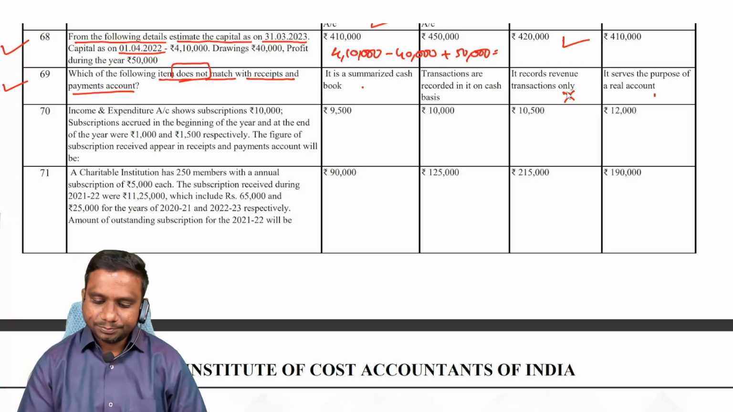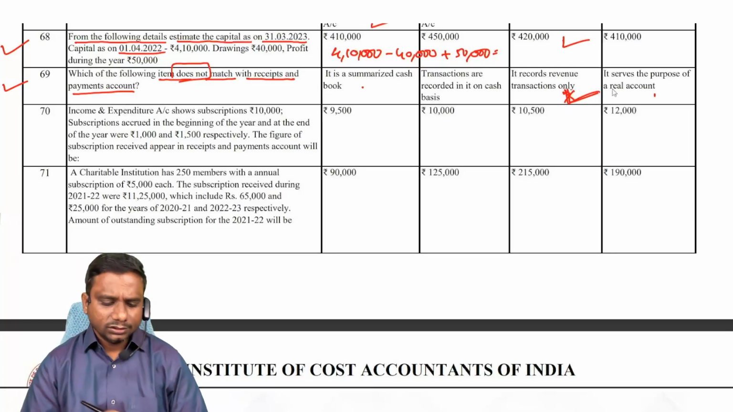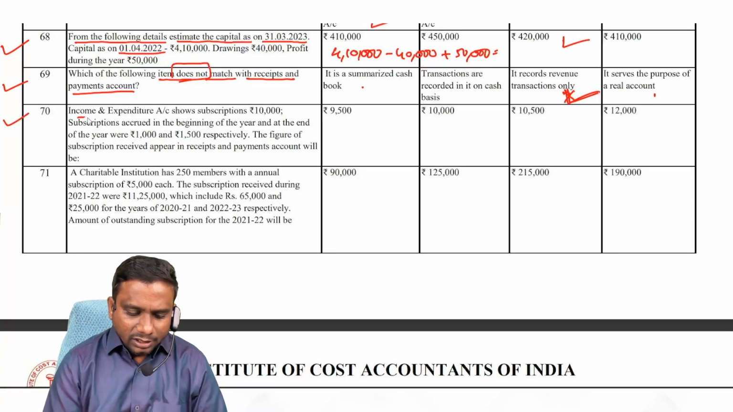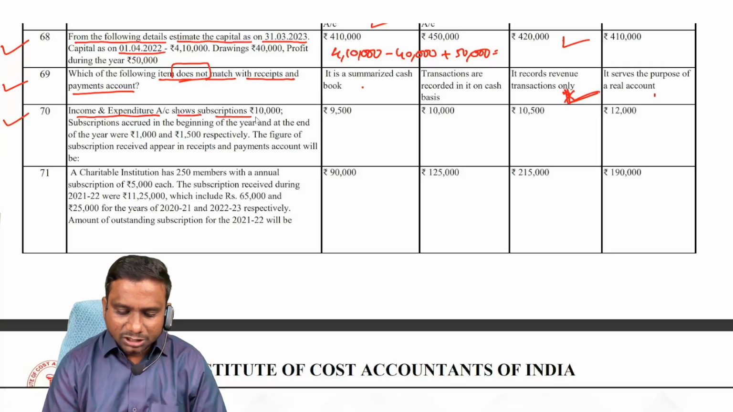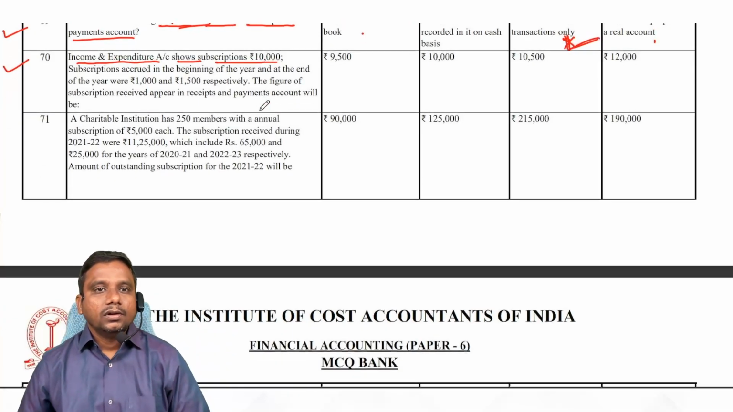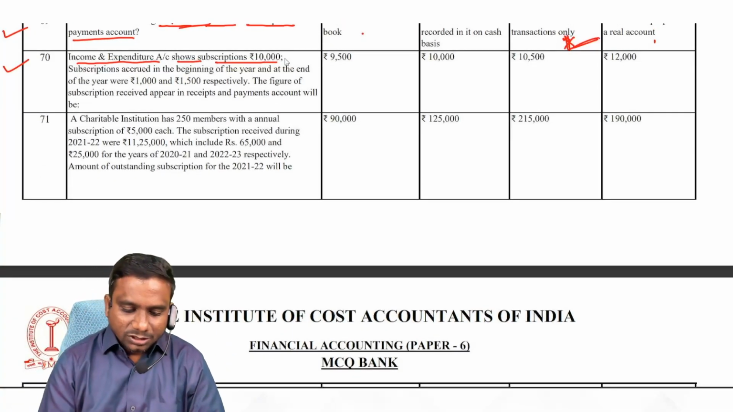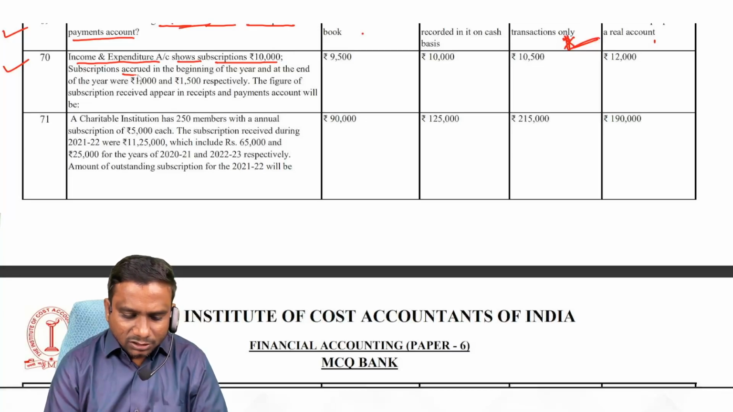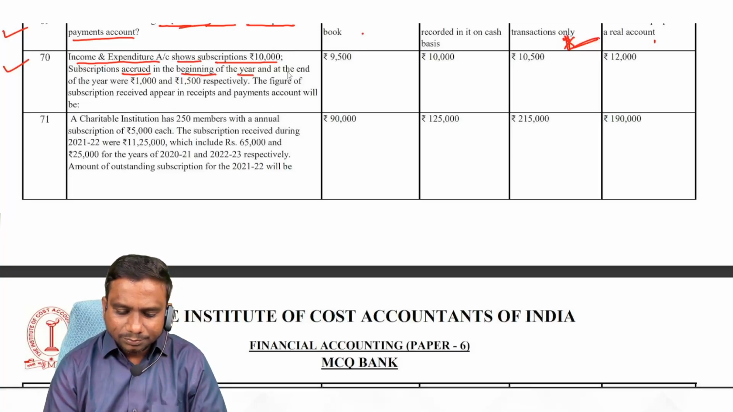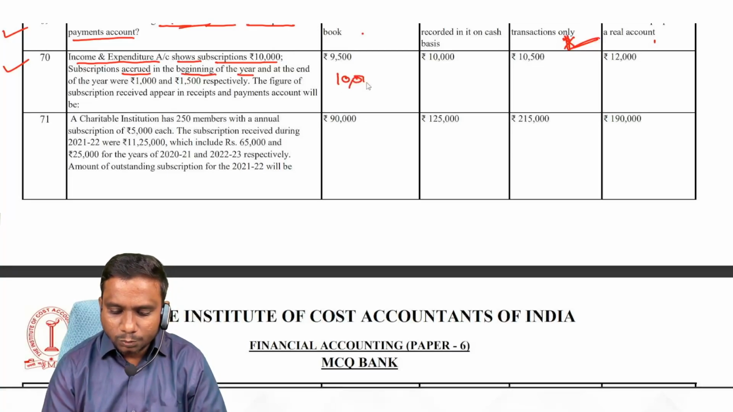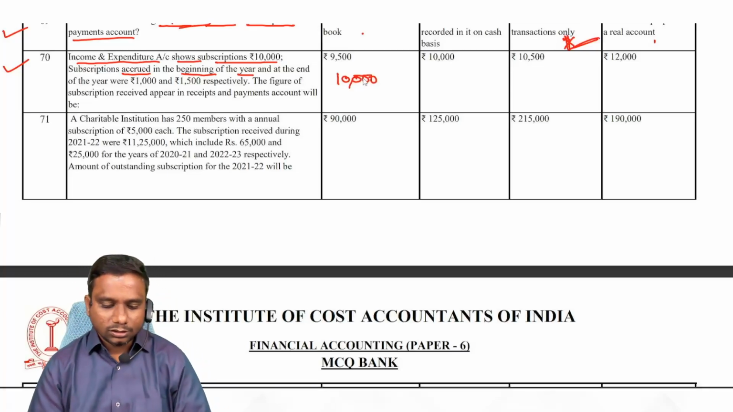Option is correct. Yes or no, students? Next one. 70. Income and expenditure account shows subscription 10,000. Subscriptions accrued in the beginning of the year. Here look at 10,000 rupees shown in income and expenditure account.